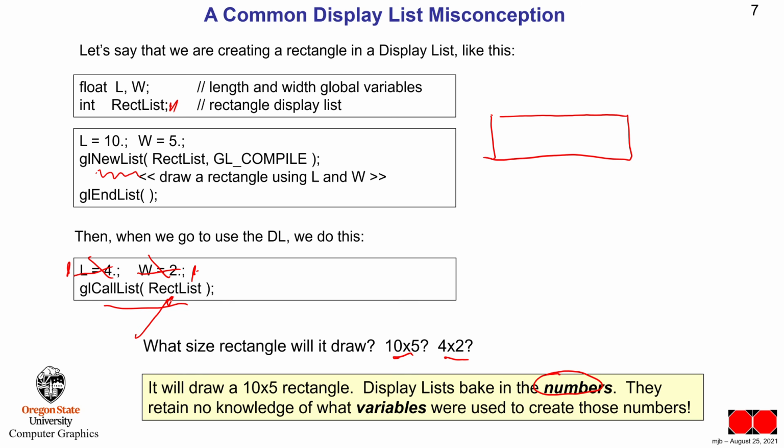This comes up especially in animation because what people love to do is they love to put in equations of motion like x equals r cosine theta, y equals r sine theta into a display list and then modify theta, thinking that the object will be going around in a circle, and they're just shocked to find out it's not. Well, that's because it's the numbers that got baked in to the display list, not the variables. Okay, so keep this in mind. This is a common display list misconception. Now you know better, so don't do that.